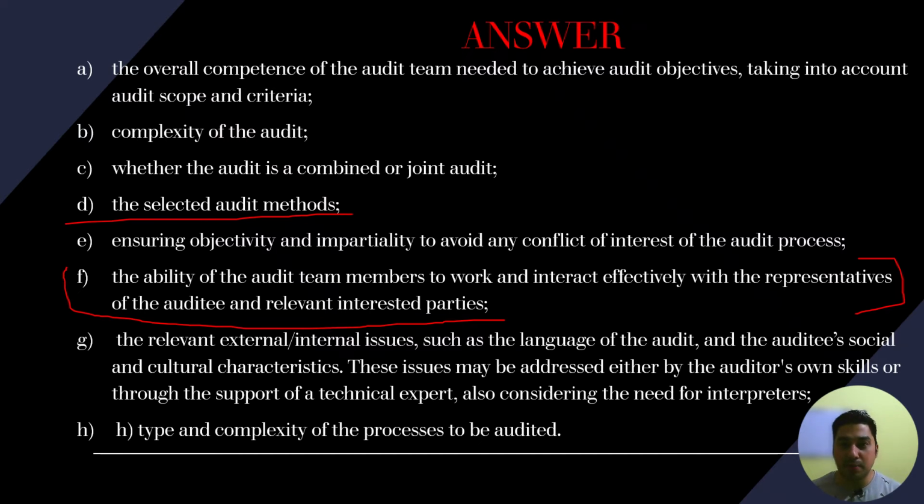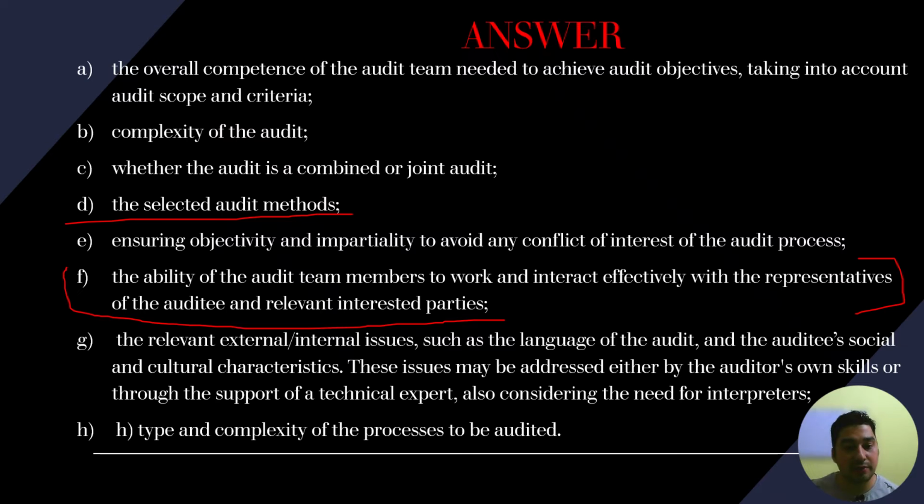Maybe there are some audit team members who don't speak too much. Some audit team members may speak too much. Some will speak relevant things, some will not. So in that way you have to choose. That should be linked with the auditee and the audit team member.